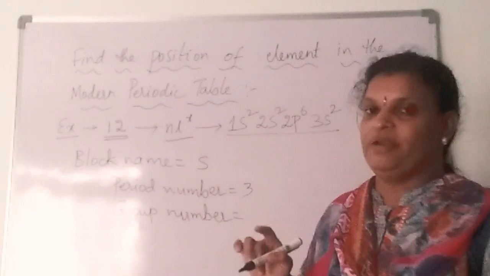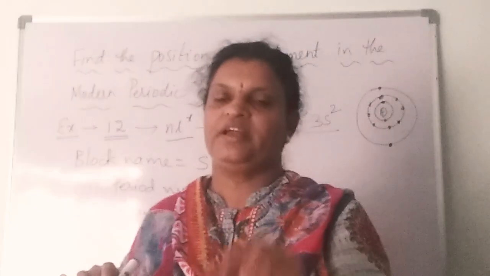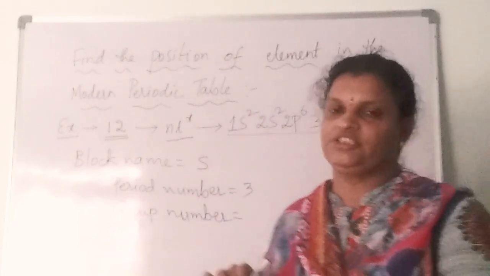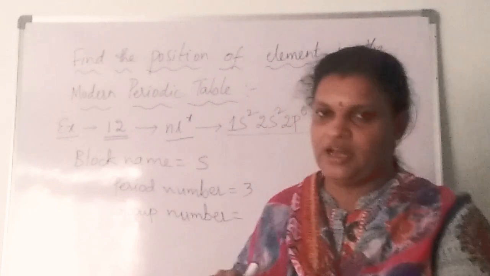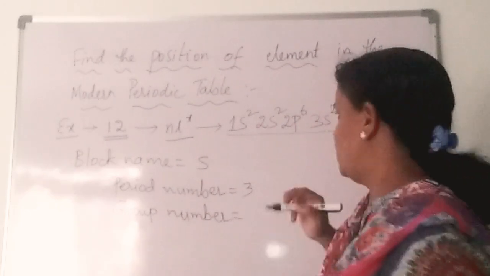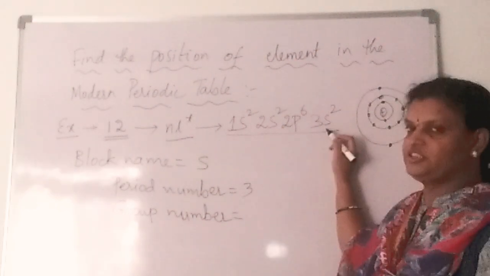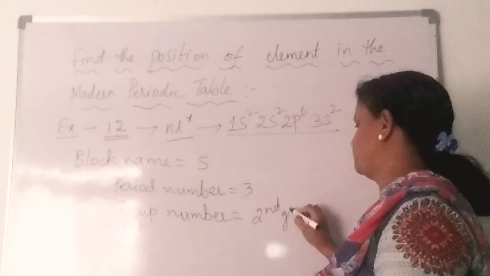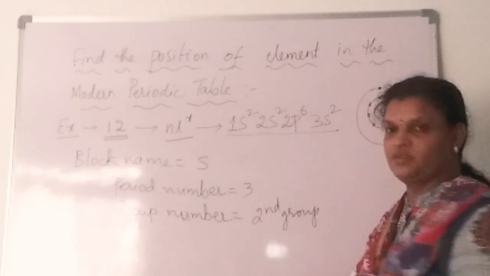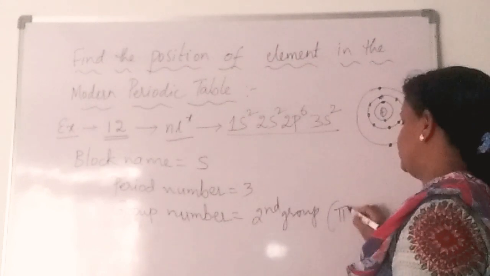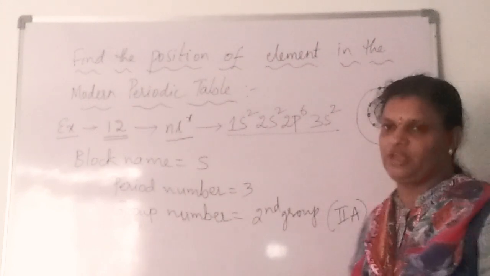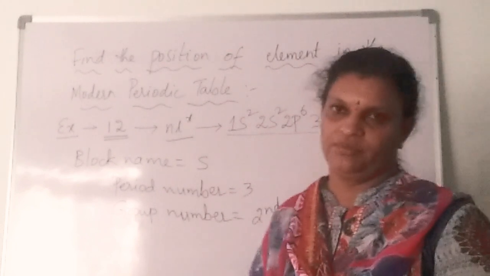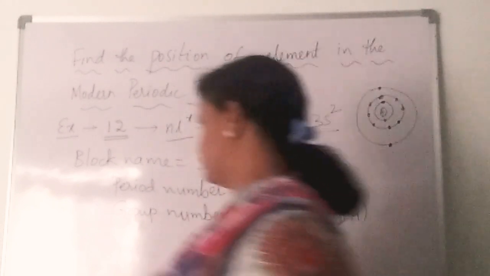Whenever any element belongs to the s block, the number of electrons present in the last shell becomes the group number. How many electrons are there in the last shell? 2 electrons. So the group number is the second group. The second group has a name here, that is 2A. Roman numeral 2A, otherwise we can write second group. Right? One more example also we'll see here.